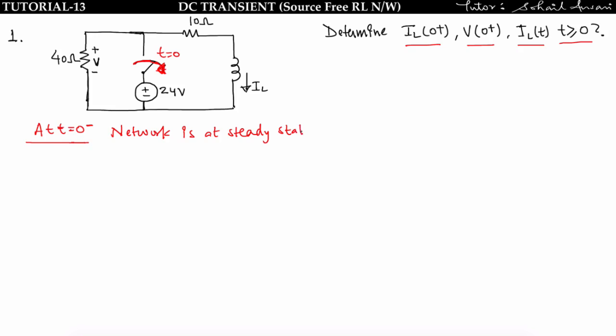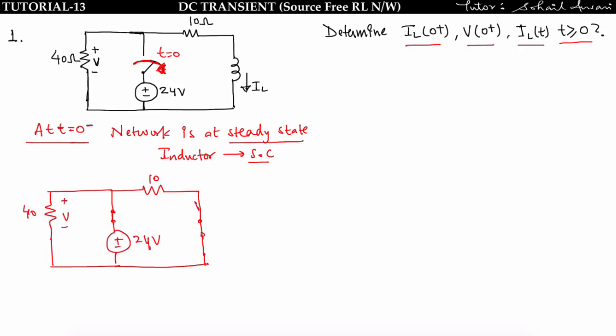And what we have seen, at a steady state the inductor can be replaced by a short circuit. Okay, so first draw this circuit. So this is my circuit at t is equal to 0 minus. At t is equal to 0 minus the source is connected, that means this network is at a steady state, and in any steady state network the inductor can be replaced by a short circuit. We replace the inductor by a short circuit. This is my circuit for t is equal to 0 minus.